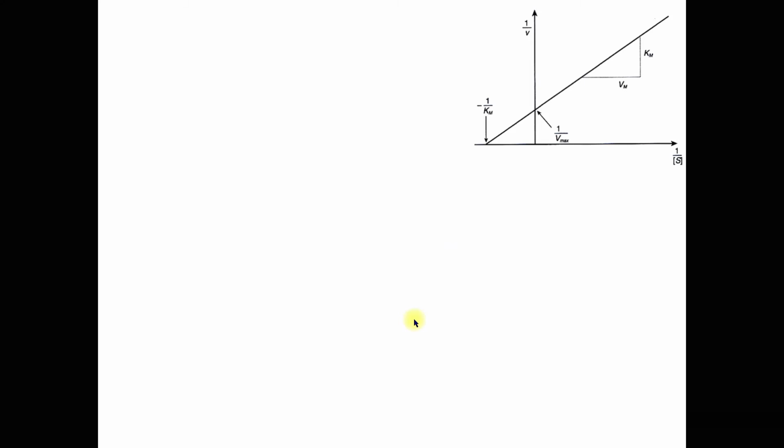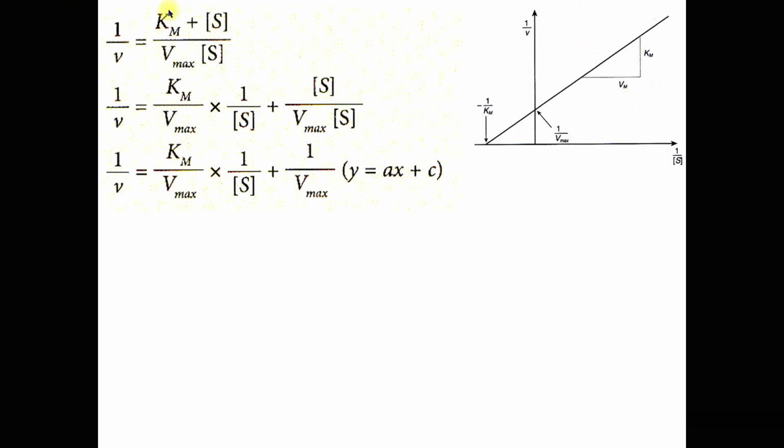So now from this Lineweaver Burke plot, we will get 1 over V equals Km plus substrate concentration over Vmax times substrate concentration. This is the modification from the Michaelis Menten formula. Di mana dalam Michaelis Menten formula, if you recall, velocity V equals Vmax times substrate concentration over Km plus substrate concentration. So kalau reciprocal, yang ini pun dia jadi reciprocal, terbalik.